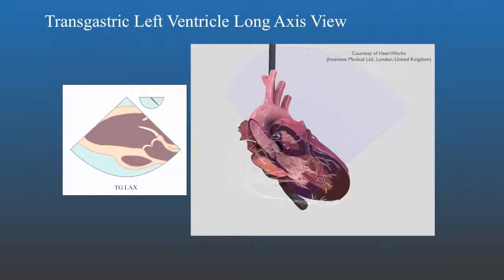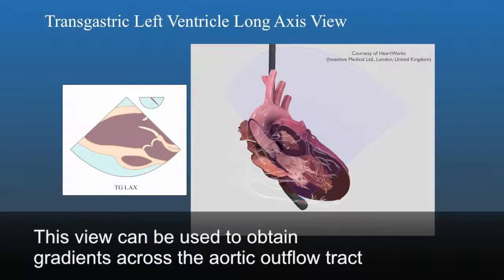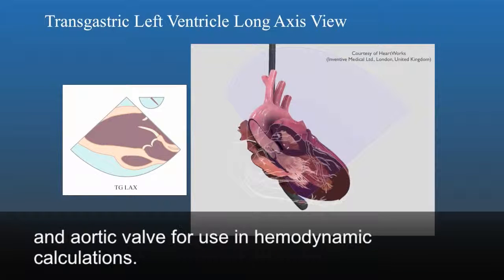At the far right of the screen, the mitral valve and, below it, the aortic valve can be seen. This view can be used to obtain gradients across the aortic outflow tract and aortic valve for use in hemodynamic calculations.